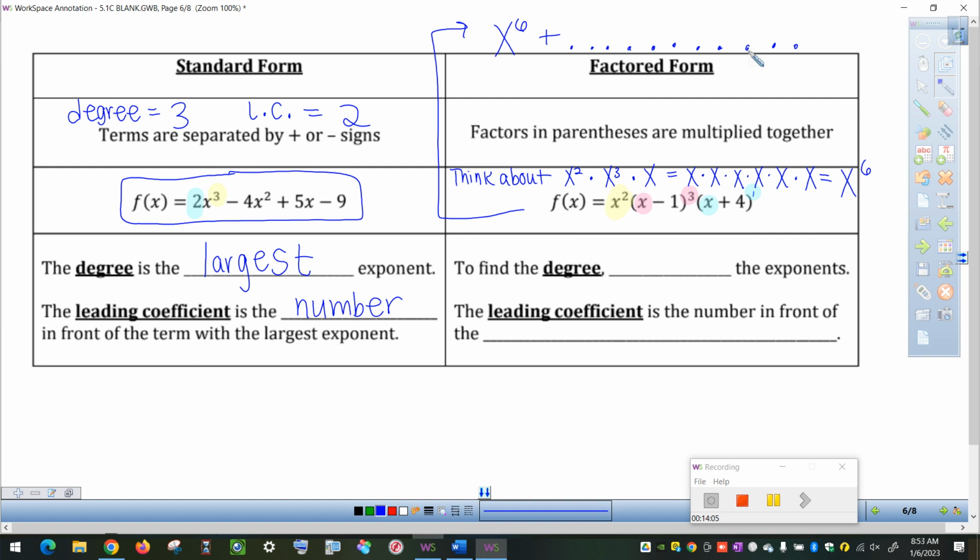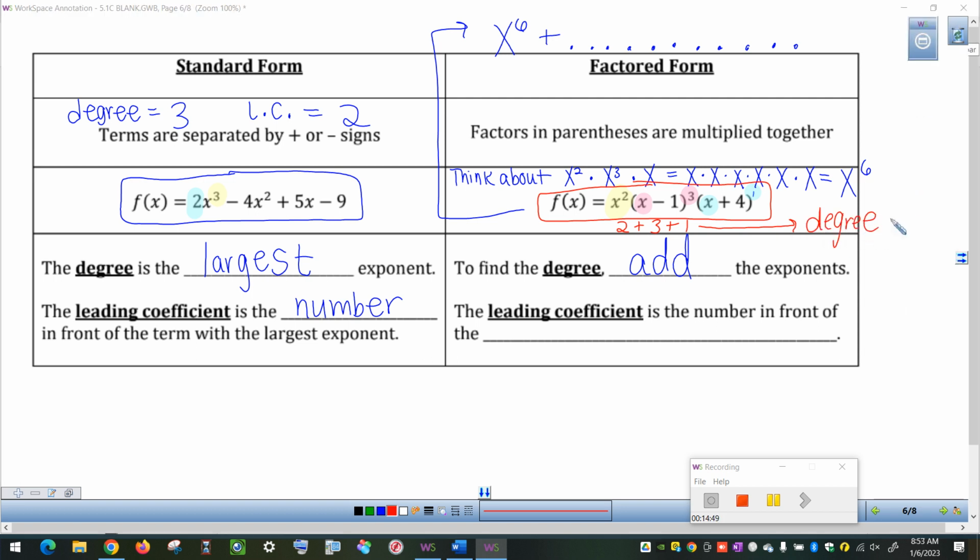Now, we don't have to do this whole thing with x's every single time we want to find the degree in factored form. What we could have done instead is simply add together the exponents that we see. So going back to the original problem, notice that we had an exponent of 2, and then we had an exponent of 3, and then we had an exponent of 1. Notice how altogether that's giving us the 6 that we found earlier. So that's how we know that it's a degree of 6.